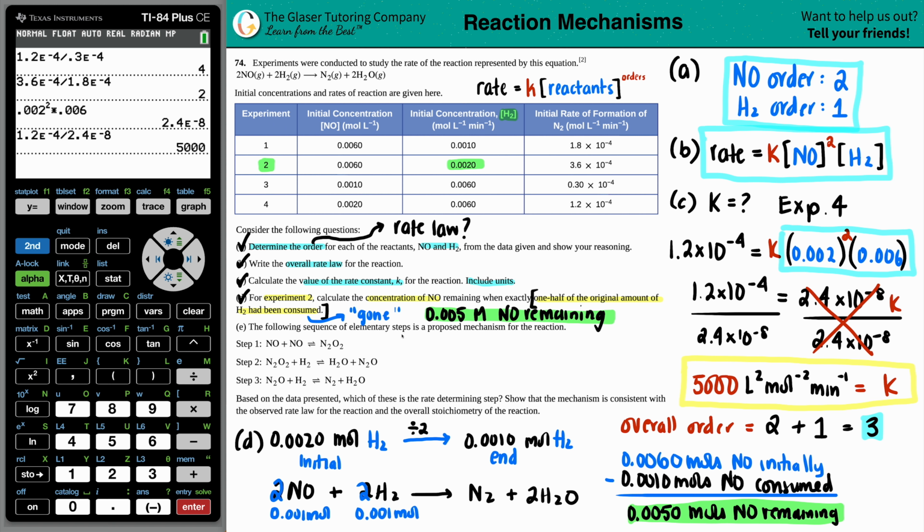The following sequence of elementary steps is a proposed mechanism for the reaction. So we have 3 steps here. Okay? And now it says, based on the data presented and everything that we have done, which of these is the rate determining step? Show that the mechanism is consistent with the observed rate law for the reaction and the overall stoichiometry of the reaction.